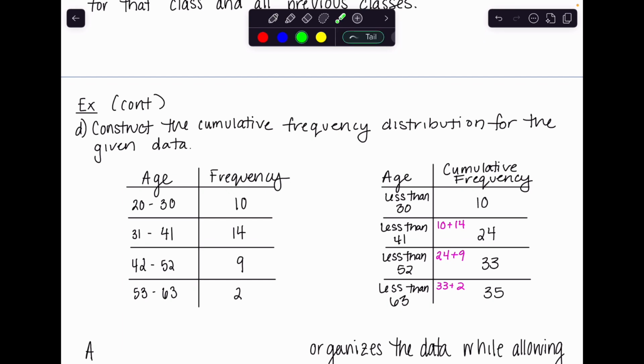So you can also calculate relative frequencies for this. So the percentage of people that were less than 41 is 24 divided by 35. Percentage of people less than 52 is 33 divided by 35. And then you would keep going like that. So you'd see those percentages get bigger. So it'll no longer total to 100%, but this N category should be 100%. Okay?